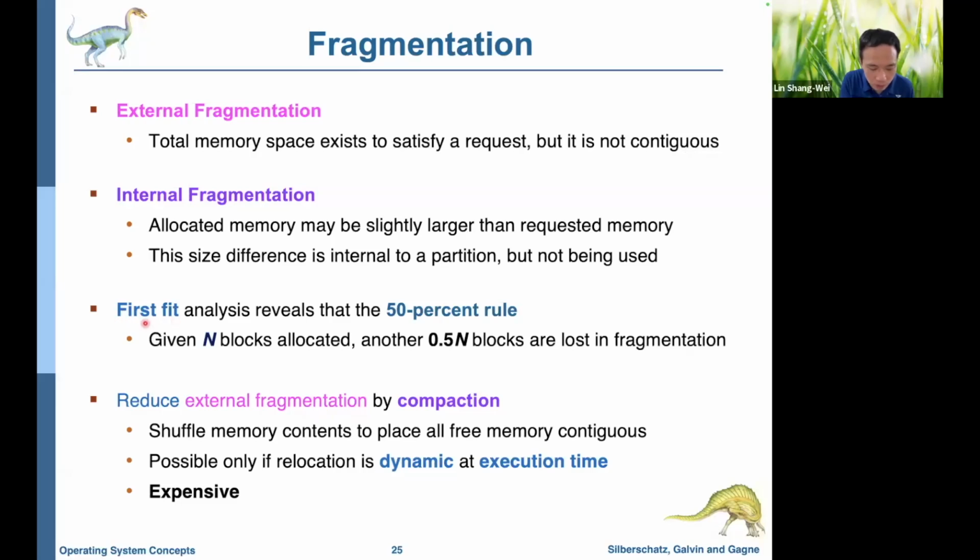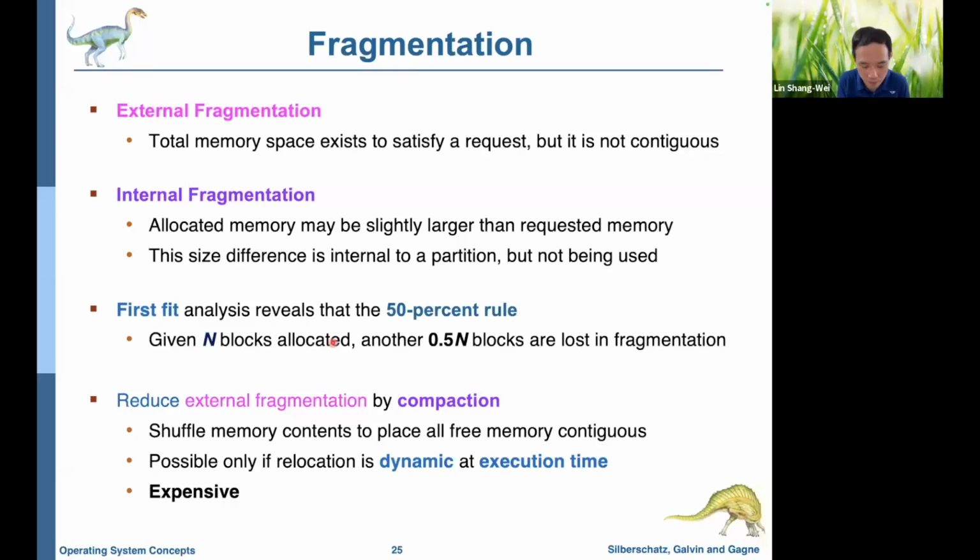And here, this shows you some statistical results. If you always use first fit, and I need to highlight this is on average, this is statistical analysis, you have this 50% rule. It means that if you have n blocks allocated, you always have 0.5n as your internal fragmentation. This is based on average statistical results, not exact calculation.